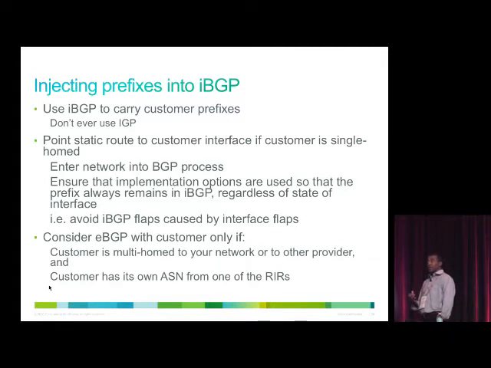How do we inject prefixes into iBGP? It's usually used to carry customer prefixes, as well as prefixes for interfaces connecting to customers, dial-up interfaces and so on. One technique to inject customer prefixes into iBGP is to point a static route to your customer and then enter a corresponding network statement into BGP.